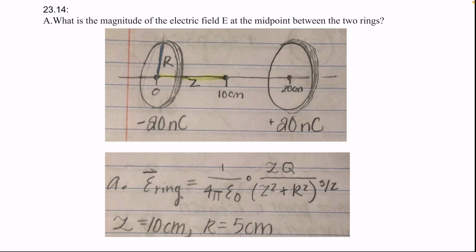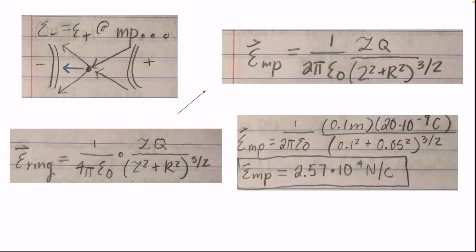Once you do that, you get an equation you can plug everything into, and just really quick, you can see on the bottom of this what z and r are once again. So we just plug those in, as well as the known value for epsilon naught and all that, and we get an electric field at that midpoint of 2.57 times 10 to the 4th newtons per coulomb.